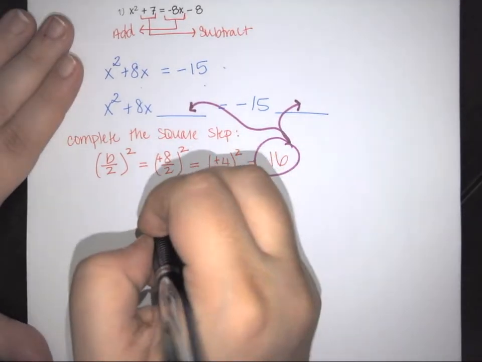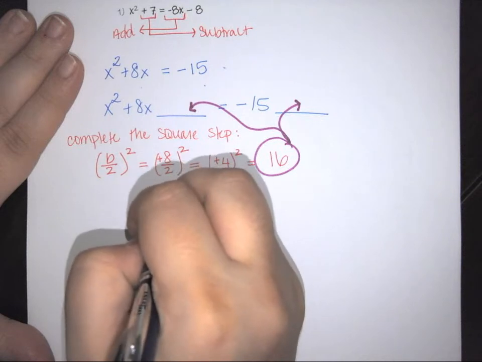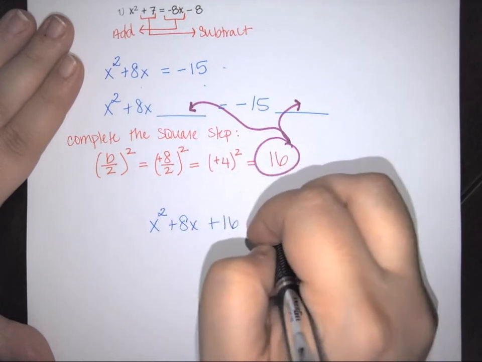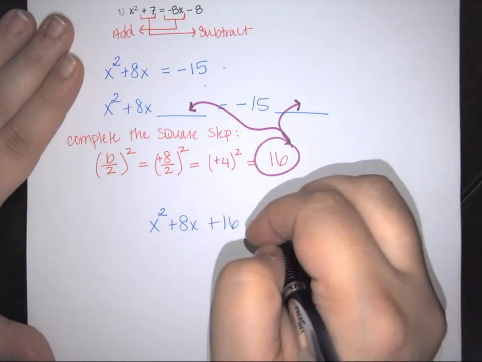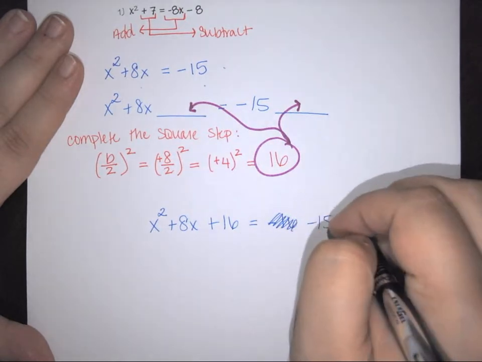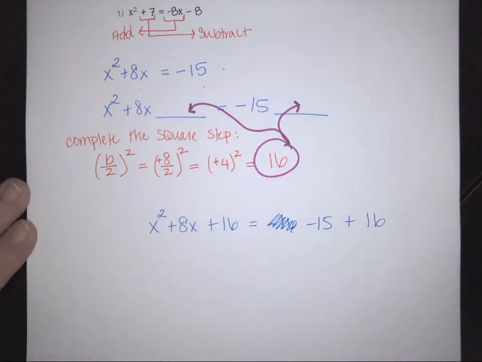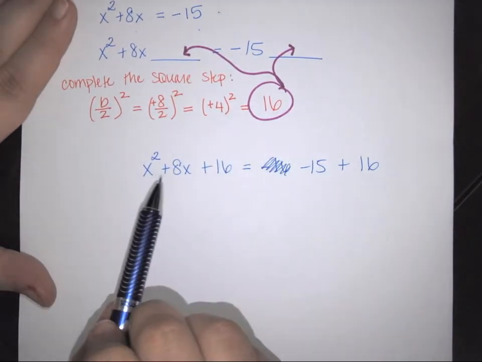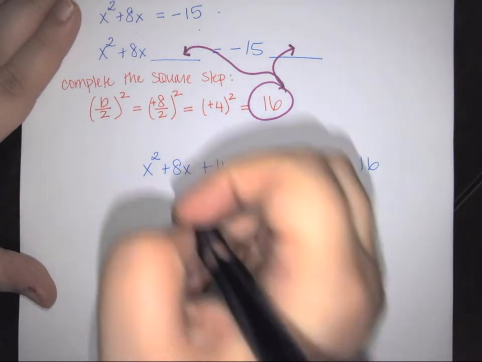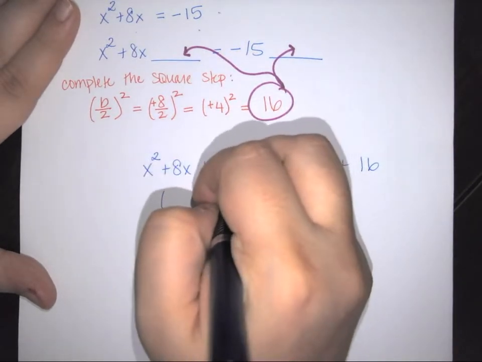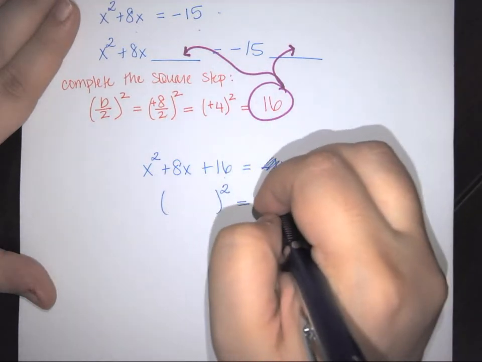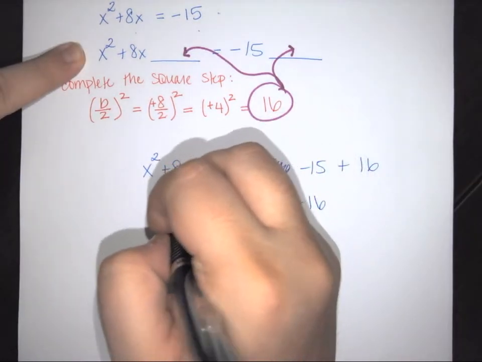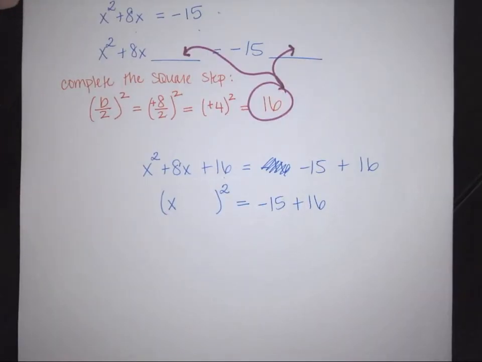So I'm going to have x squared plus 8x plus 16 is equal to negative 15 plus 16. Now, here's the reason why I like to write all of these out. This side here has to become a factored term. So we're going to have something squared equals negative 15 plus 16. The variable that I'm working with is an x, so I have to be able to fill in the rest.